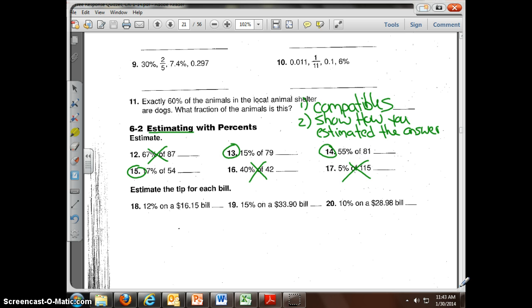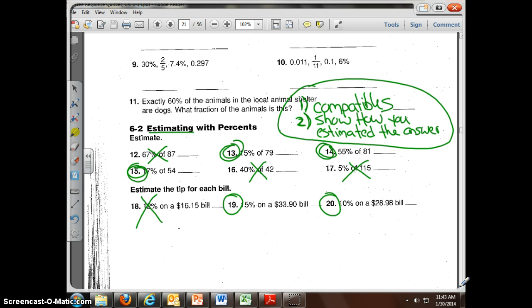So for 13, 14, and 15, I'm looking for compatibles, and then I'm looking for you to show how you got your estimate. Number 19 and number 20, we're going to do the exact same thing. You're going to show your compatibles, and you're going to show how you estimated the answer for 19, 20. So 13, 14, 15, 19, and 20 all involve these two things on a separate sheet of paper. As you just saw, I crossed off 18. So we're missing 12, 14, 16, and 18.